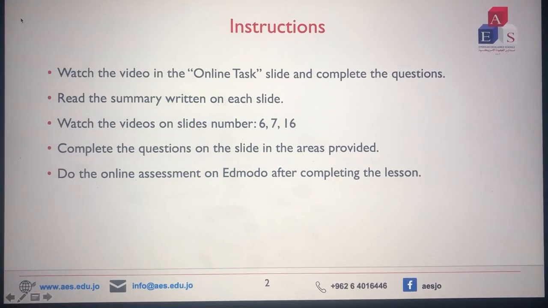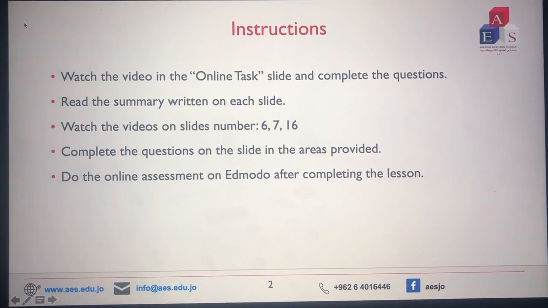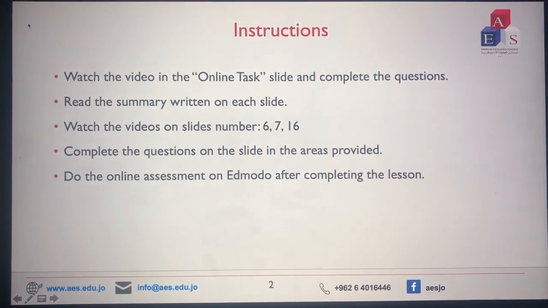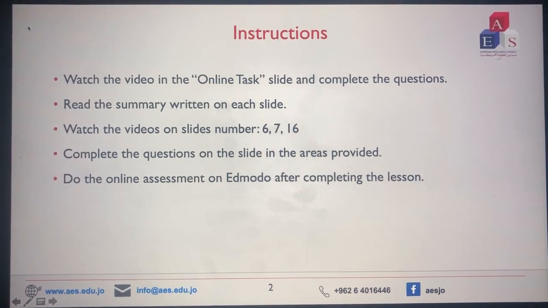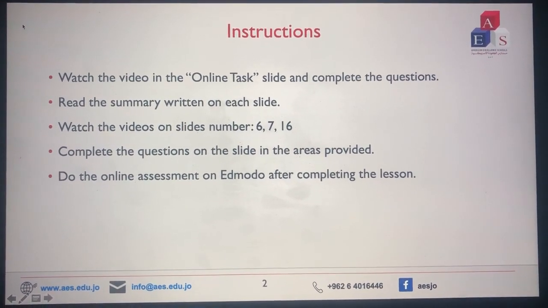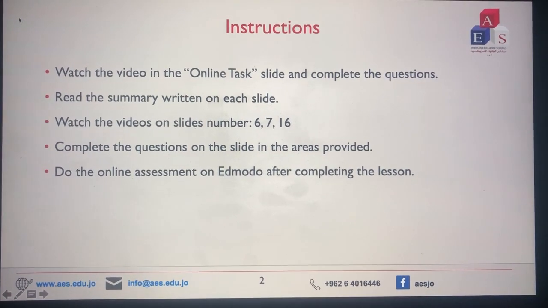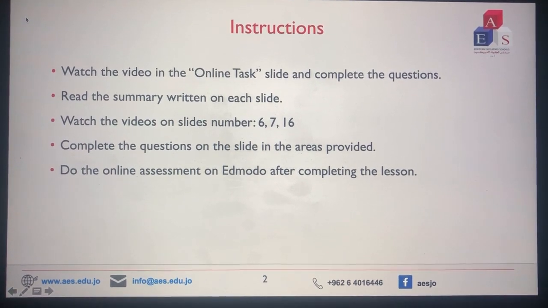So, the instructions for this lesson: watch the video in the online task slide and complete the questions in the areas provided. Read the summary written on each slide. There are videos on slides number 6, 7, and 16. Watch them please and complete any questions on any slides in the areas provided. And finally, do the online assessment on Edmodo after completing the lesson.